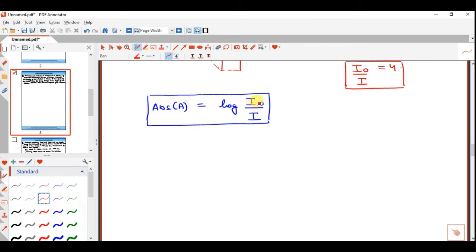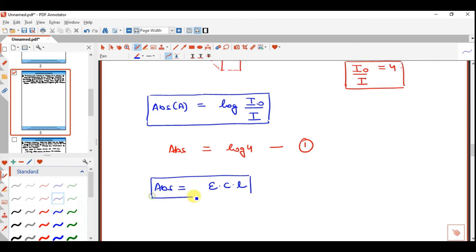So this particular thing, I naught by I, has been given to you as 4, isn't it? So this is equals to log of 4. So absorbance is equals to log of 4. So this is from the first formula. Now we also have a second formula in which we say that absorbance is equals to epsilon into C into L. This is the second formula.